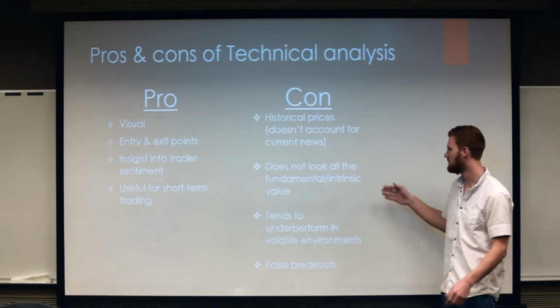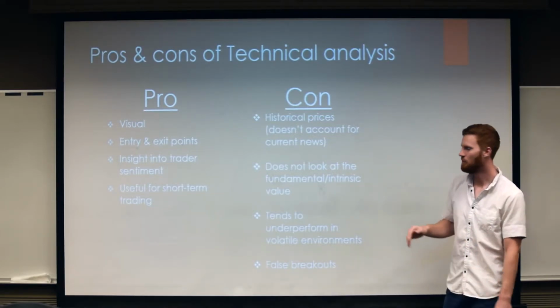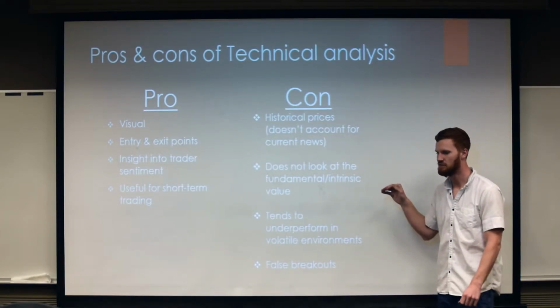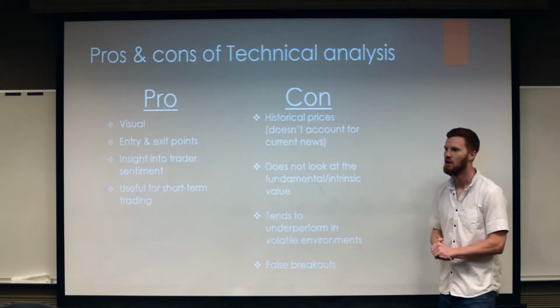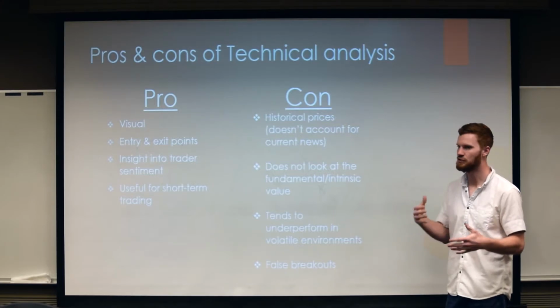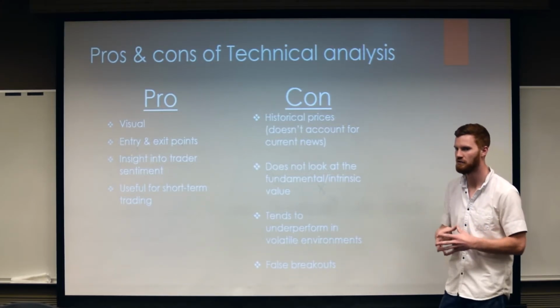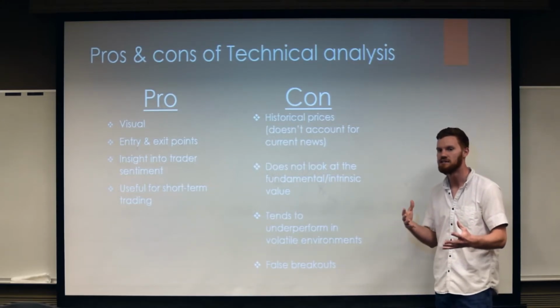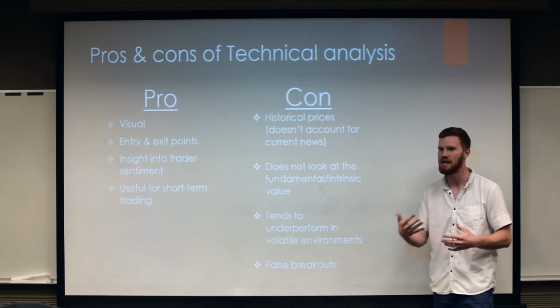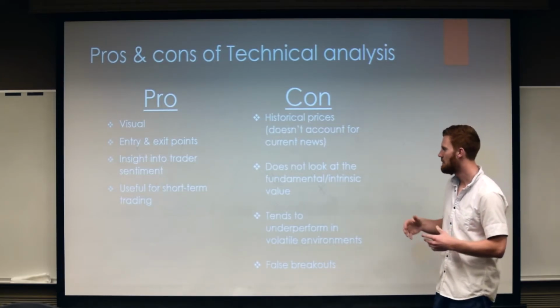It also doesn't look at the fundamental or intrinsic value. So this is massive because if you remember the dot-com bubble, right? All those companies were heavily overvalued intrinsically. Like if you looked at their balance sheet, they were just out of proportion. No fundamental investor would have touched them. But you can get a technical buy-in on a company that's overvalued. So this happens all the time.